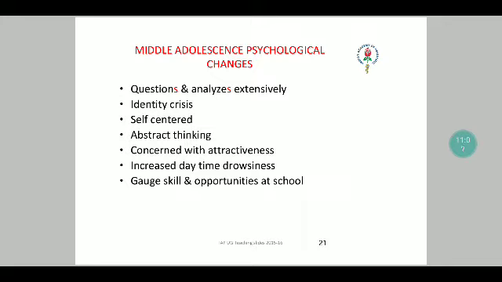The middle adolescence psychological changes include questioning and critically analyzing extensively, a sense of identity crisis followed by self-centered thinking with an element of abstract thinking. They are self-conscious and worried about their attractiveness and have increased daytime drowsiness, and they tend to gauge their own skills and opportunities at school.